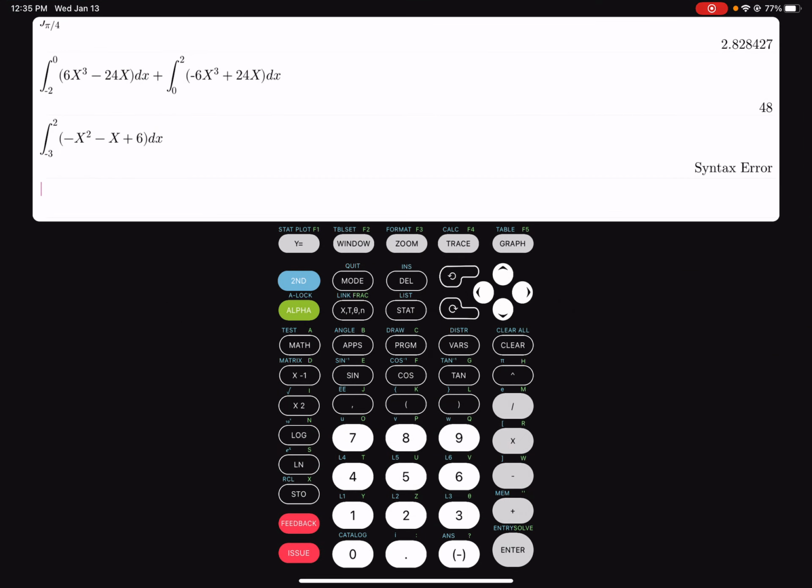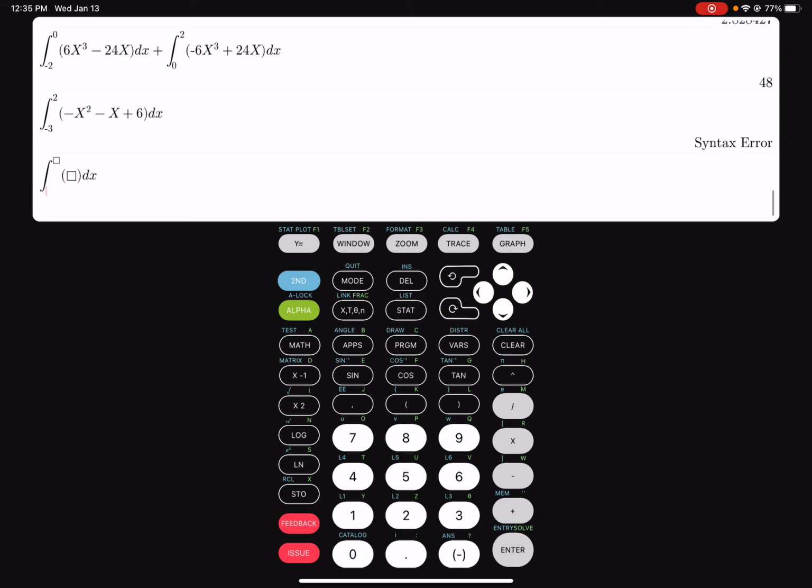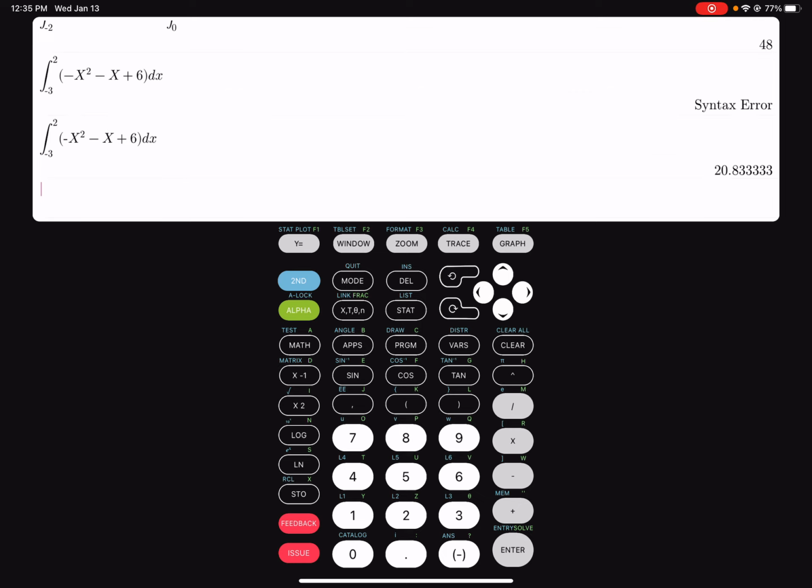Why am I getting a syntax error? Let's put it in one more time. Negative 3 to 2. Oh, because I did minus x squared. That's why. Negative x squared. I know what I did. Minus x. Sorry, guys. Plus 6. This should be working just fine. There in front of the x squared at the beginning, I used a minus instead of a negative. It doesn't like it when you do that.